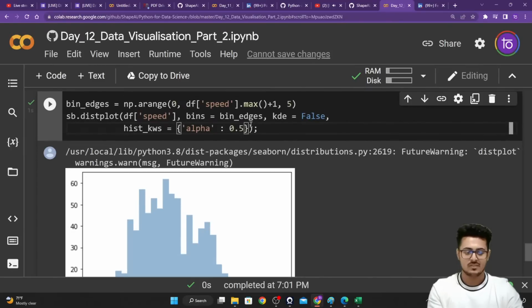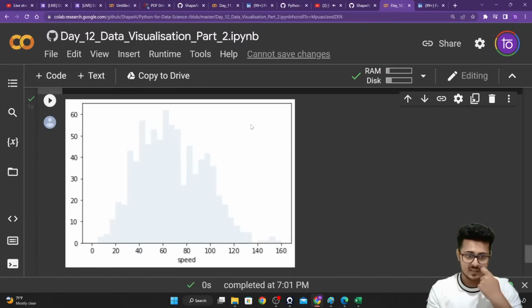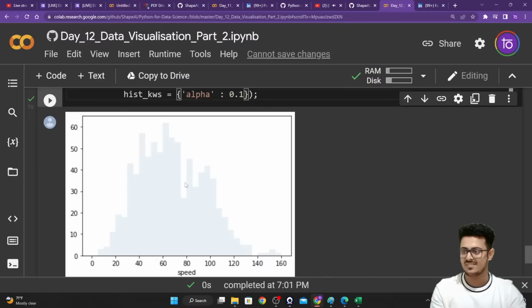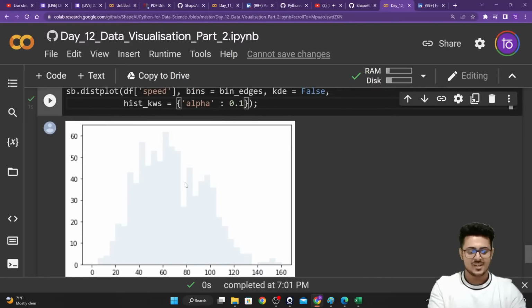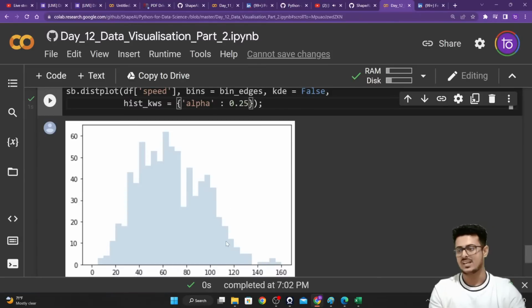I can change it to even more, like at 0.1, it will be very light. You are not able to see it as well, but it is still there. It's very light. I can increase it to 0.25, so you will be able to see a little bit. So you can change the translucency of it.